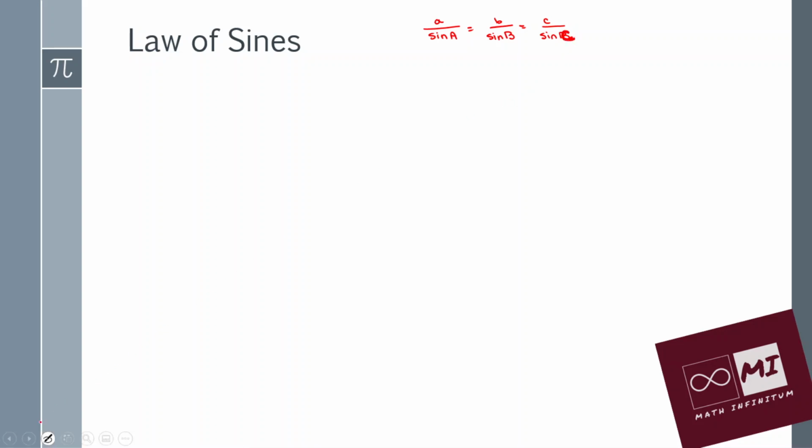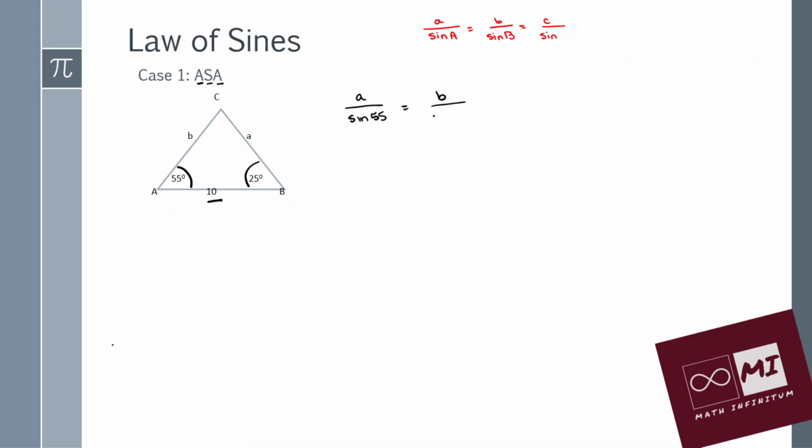Okay, so what that's going to allow us to do is solve triangles and find all the sides and all the angles. And so we're going to start with a triangle like this. Now this is a case of angle, side, angle, because I know two angles and I know the side in between. Okay, so let's see how this works. Let's set up our ratio. I'll have A over the sine of 55. I'll have B over the sine of 25. And then I'll have 10 over the sine of angle C.